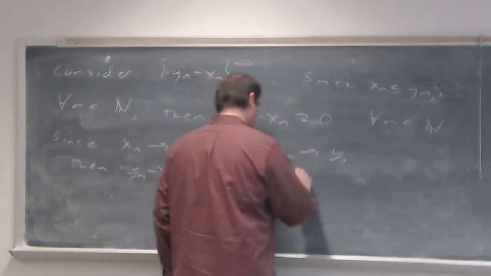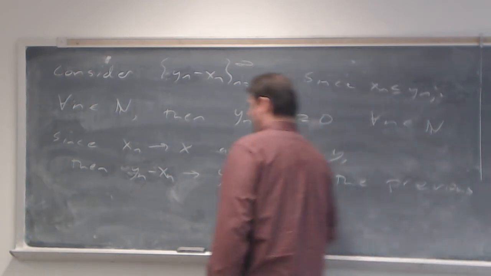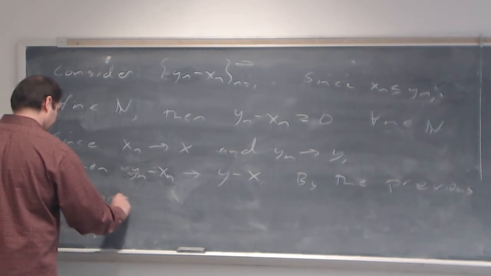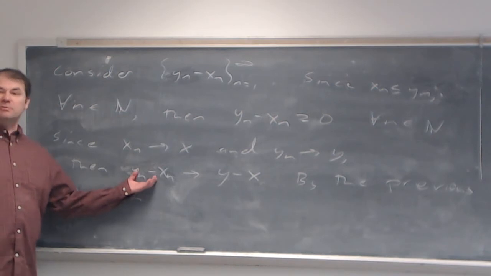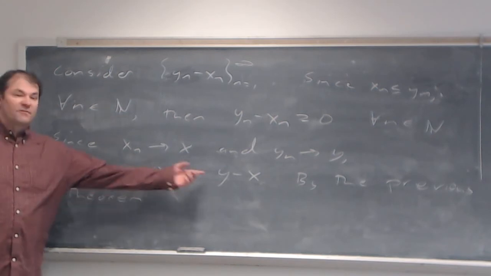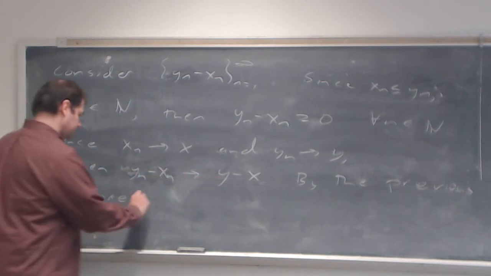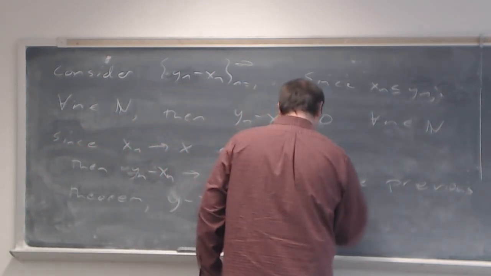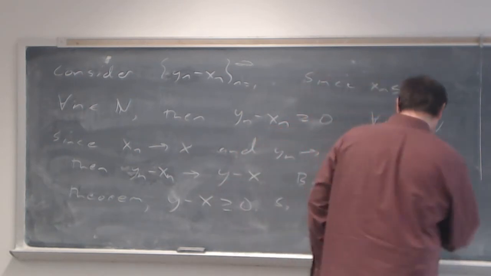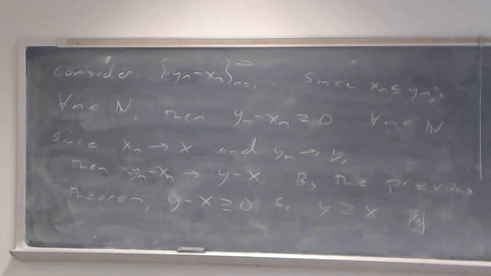By the previous theorem, if you take a sequence that has all non-negative terms, what it converges to has to be greater than or equal to 0. Is that okay with everybody? So that says y minus x has to be greater than or equal to 0. So that means y has to be greater than or equal to x. And that's the proof. We've shown that x is less than, or y is bigger than x. Bigger than or equal.